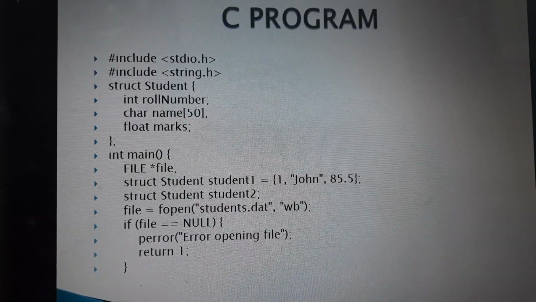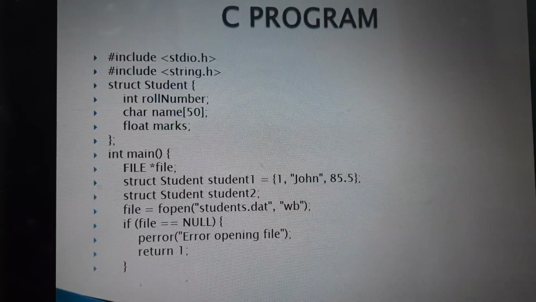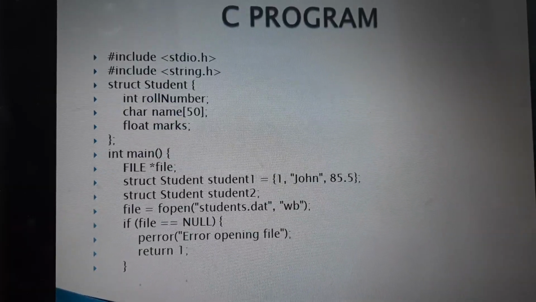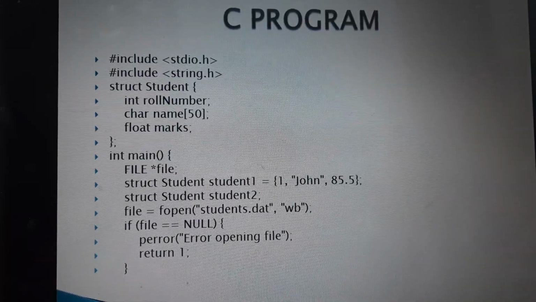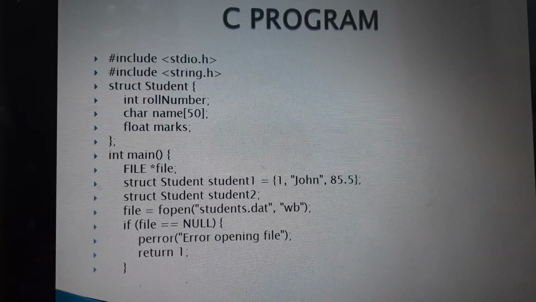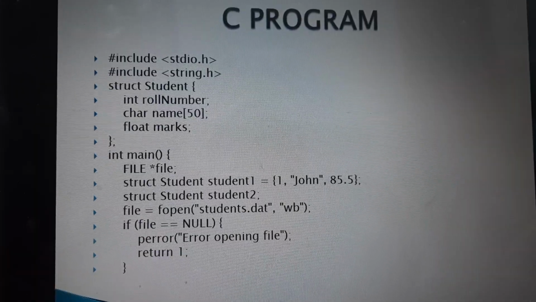First one is roll number. So I have specified as 1. Second is name. It has been given as John. And third one is mark. It has been mentioned as 85.5. Kindly note down the input statements that we have given.